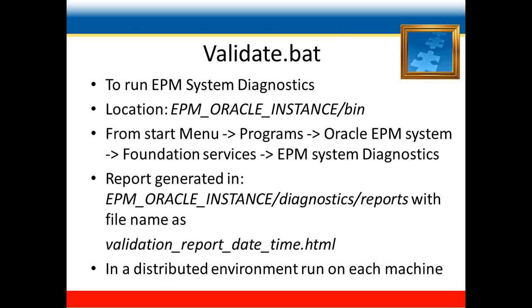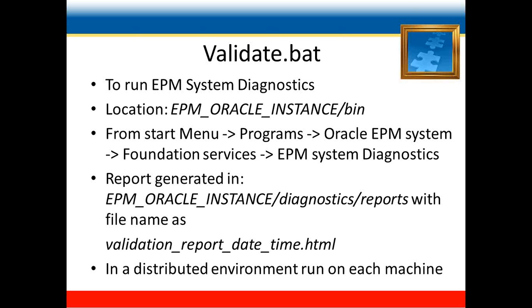If you want to run this utility, you will have to navigate to this bin directory, launch a command prompt from there, and call this utility from the command prompt itself. There is another way to execute this utility, using the start menu: go to programs, Oracle EPM system. You will find foundation services there, and then you can hit EPM system diagnostics.